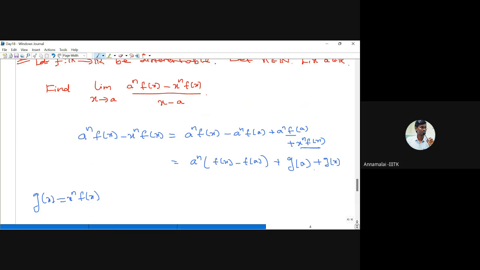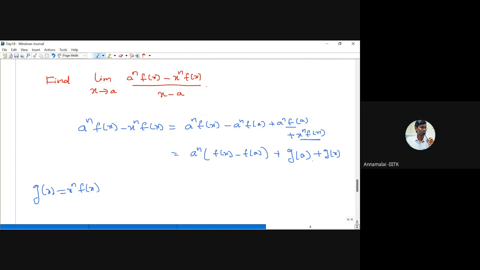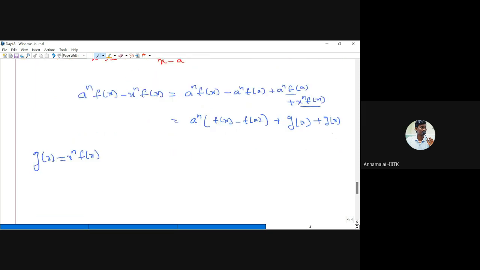Now we get g(x) minus g(a), but we need a minus term. Okay, no problem. If you take minus outside, now what you'll get is a^n (f(x) - f(a)). If you want, you can divide by x - a. Therefore a^n f(x) - x^n f(x) by x - a. So we have to divide each term by x - a.